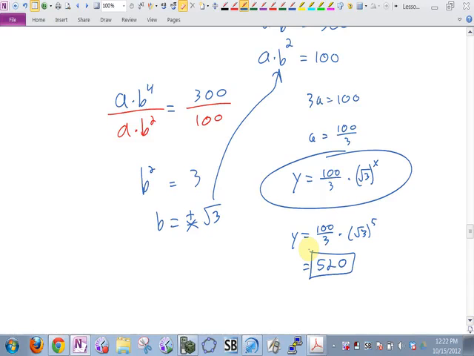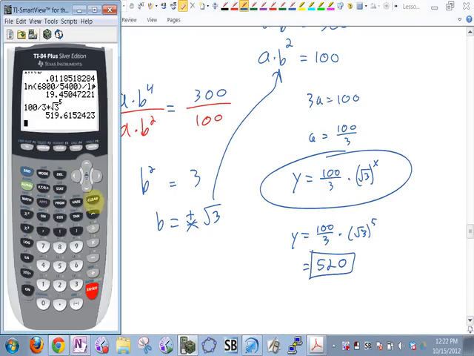Okay. But did that make sense? How we created the model. Now here's the interesting thing. Did you ever know this? If you go stat calc, listen, if I plug in 2 and 4, and then plug in 100 and 300, and I then do an exponential regression.